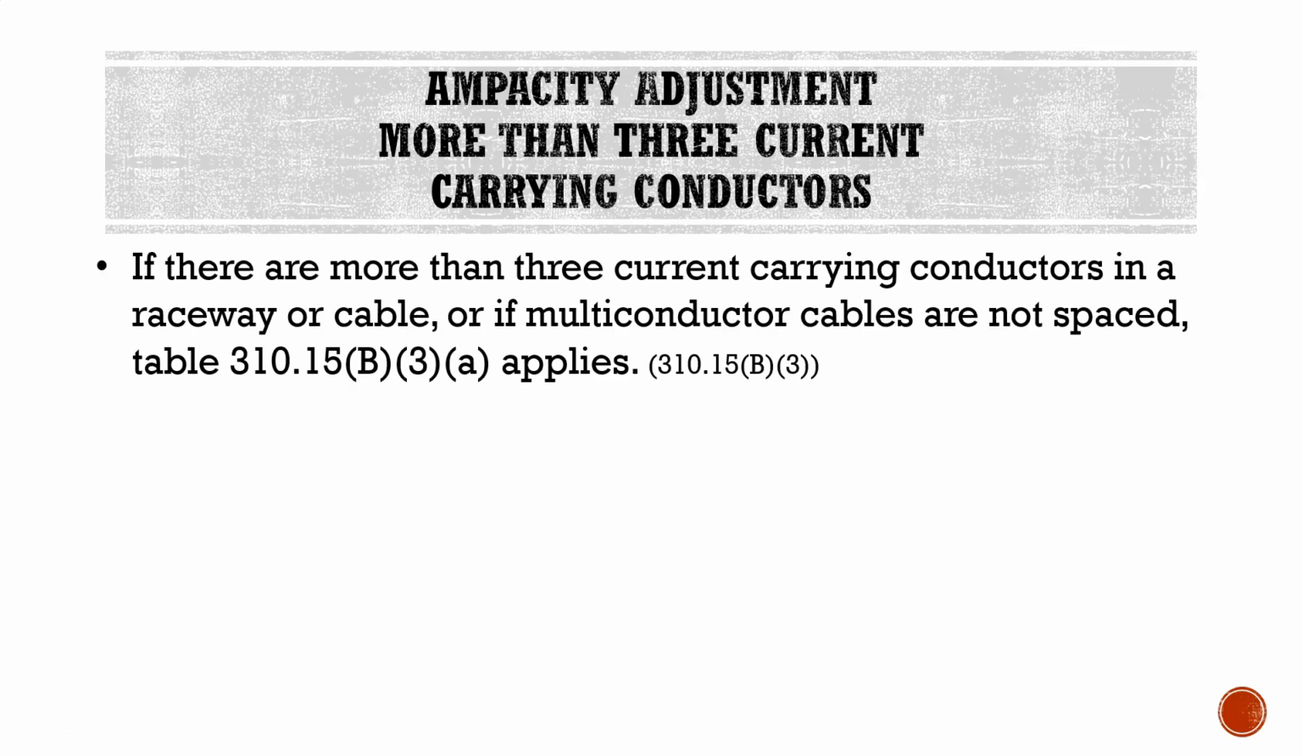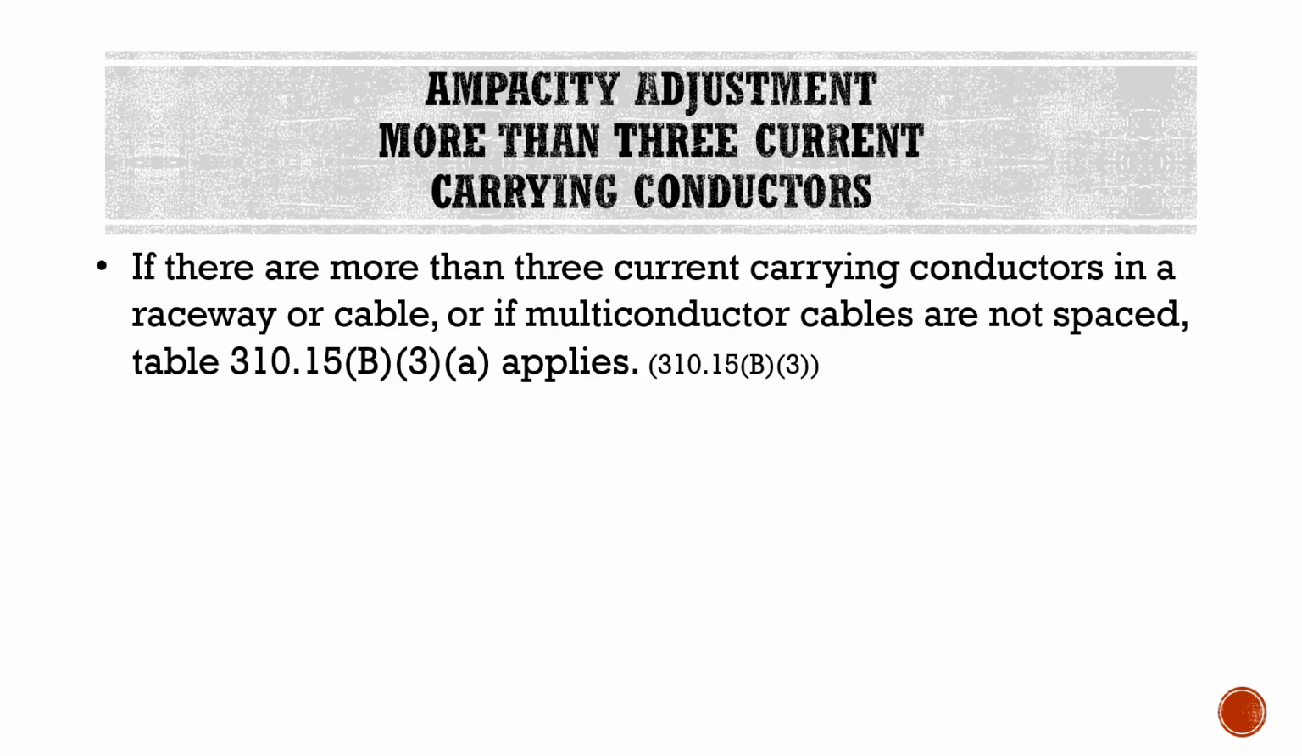Our next situation we're going to look at when we do an ampacity adjustment is for more than 3 current carrying conductors. And I'll explain a little bit more what I mean by this as we work through this slide. So if there are more than 3 current carrying conductors in a raceway or a cable, or if multi-conductor cables are not spaced, Table 310.15(B)(3)(a) applies. So in other words, for some EMT conduit, if we're going to install more than 3 current carrying conductors in that conduit, we have to make an ampacity adjustment.